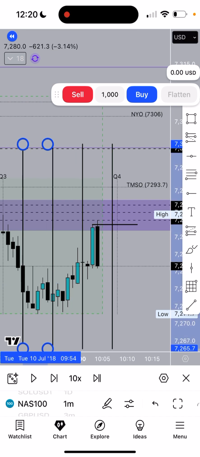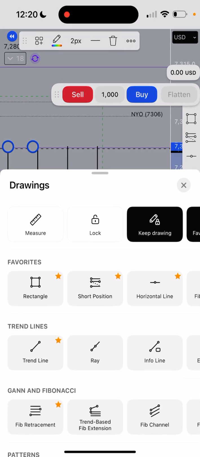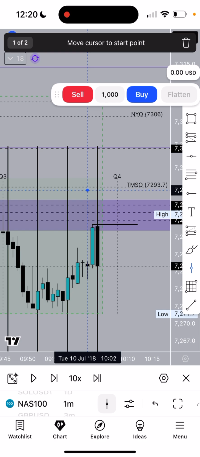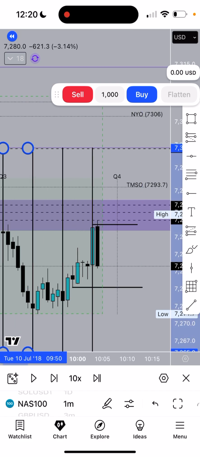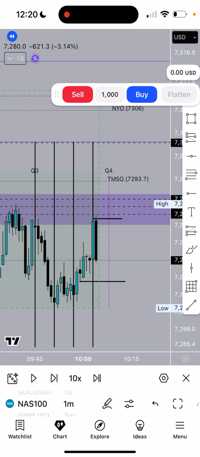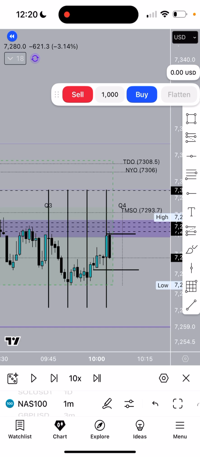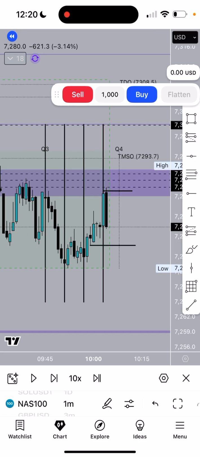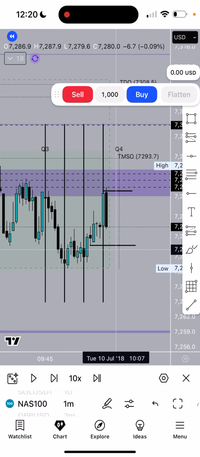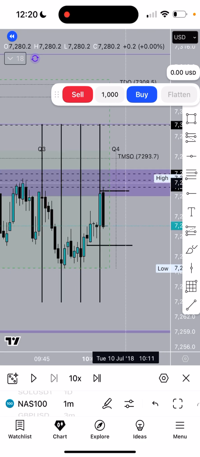Hold up. This is the start of my manipulation. Right there. There you go. And now I can just put back everything else, everything how it was before. So here, basically, if we break under, I want to have manipulation up on top and then target the sell side. If we break above, I want to have manipulation to the sell side and then target the buy side. Let's look at how it goes.